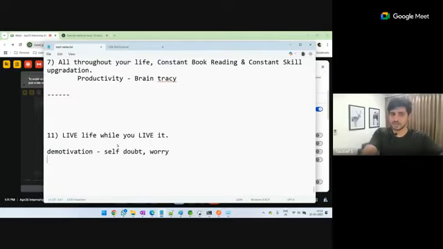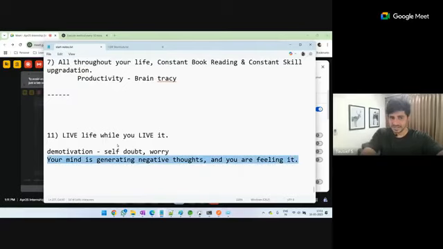Okay, what is all this happening? These things are nothing but your mind is generating demotivating or negative thoughts, and you are feeling it. This is what is happening. When you say, right now, I want to focus only on getting the job, somewhere your focus is not that strong that you do it only on one thing of getting the job. Your mind becomes idle in between, and in that idle, it creeps in a lot of these negative thoughts.